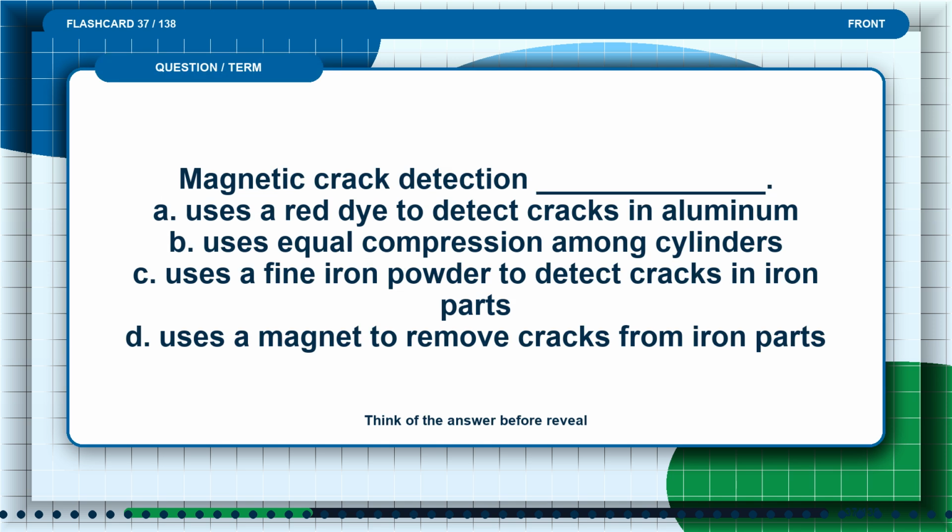Flashcard 37. Magnetic crack detection: A, uses a red dye to detect cracks in aluminum. B, uses equal compression among cylinders. C, uses a fine iron powder to detect cracks in iron parts. D, uses a magnet to remove cracks from iron parts. Pause and think of the answer before the reveal.